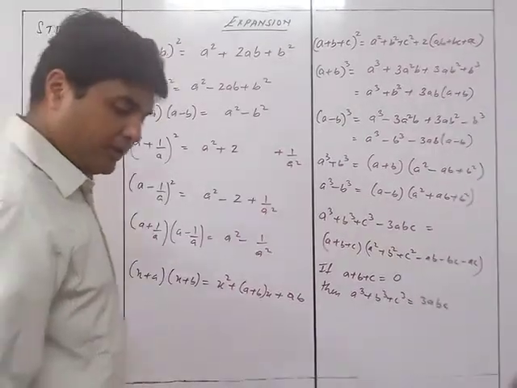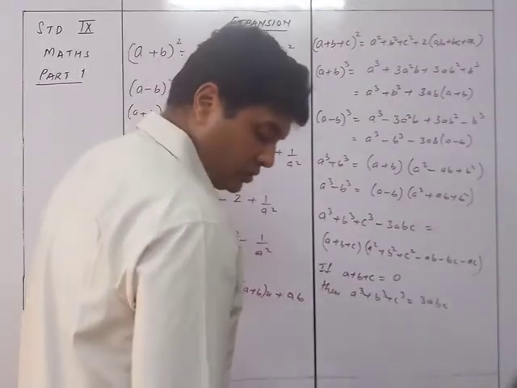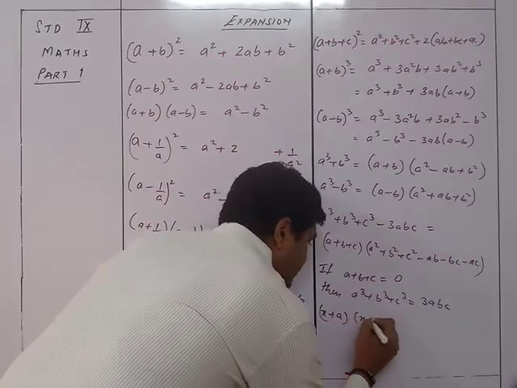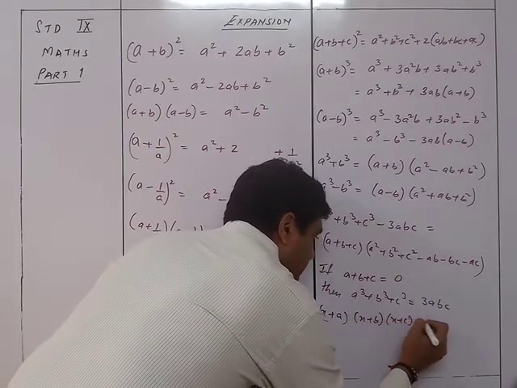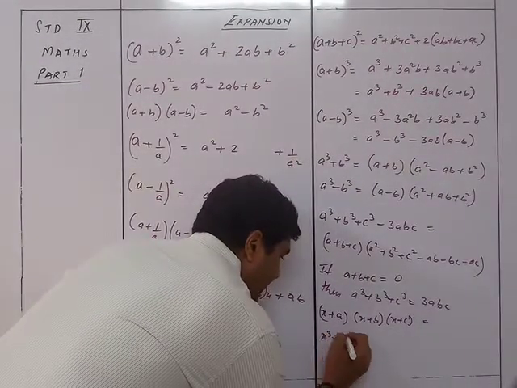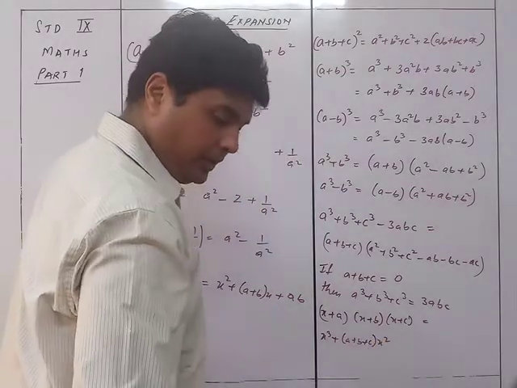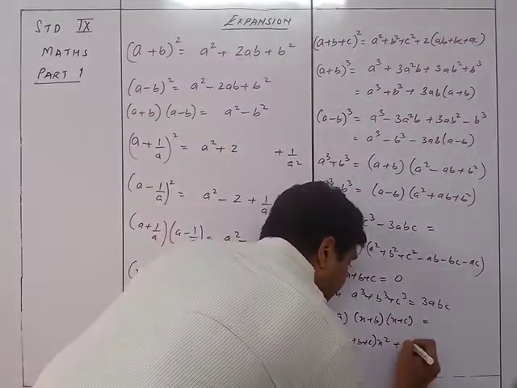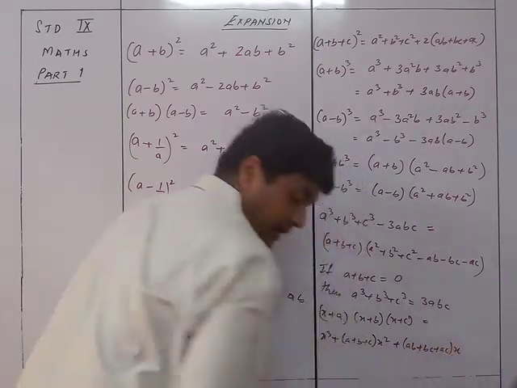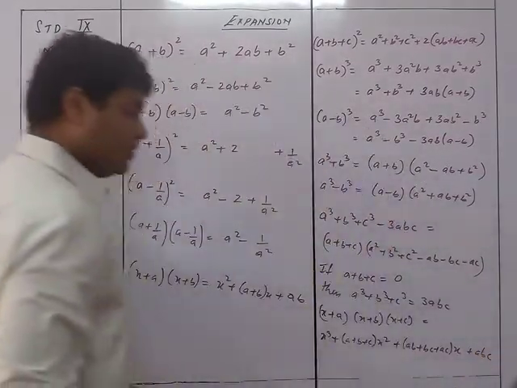Now the 14th one, or the last one, because this was the 15th one. The 14th one is given as x plus a into x plus b into x plus c will be equal to x cube plus a plus b plus c times x square, and finally plus ab plus bc plus ac times x, and last is abc. So again very simple to remember.